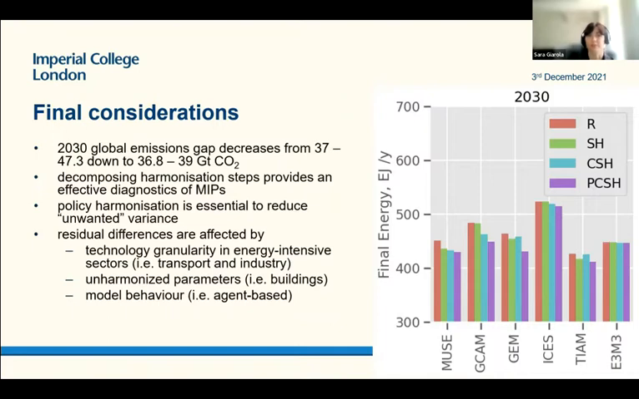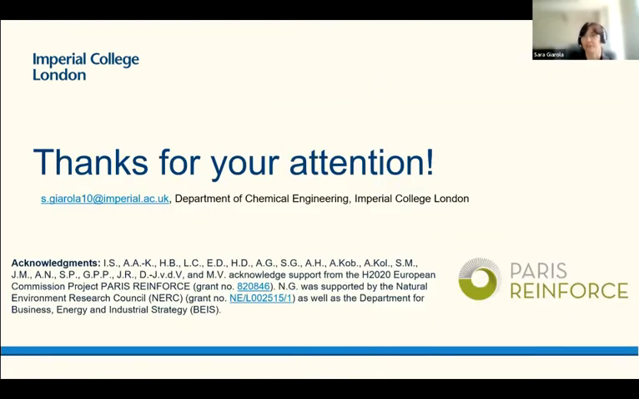But we understood where these differences came from, especially from the technology granularity in selected sectors like transport and industry, or unharmonized parameters like those for the building sector. And we could identify differences due to model behavior, for example, in the level of electrification in buildings due to the agent-based modeling. And that's the end of the presentation.